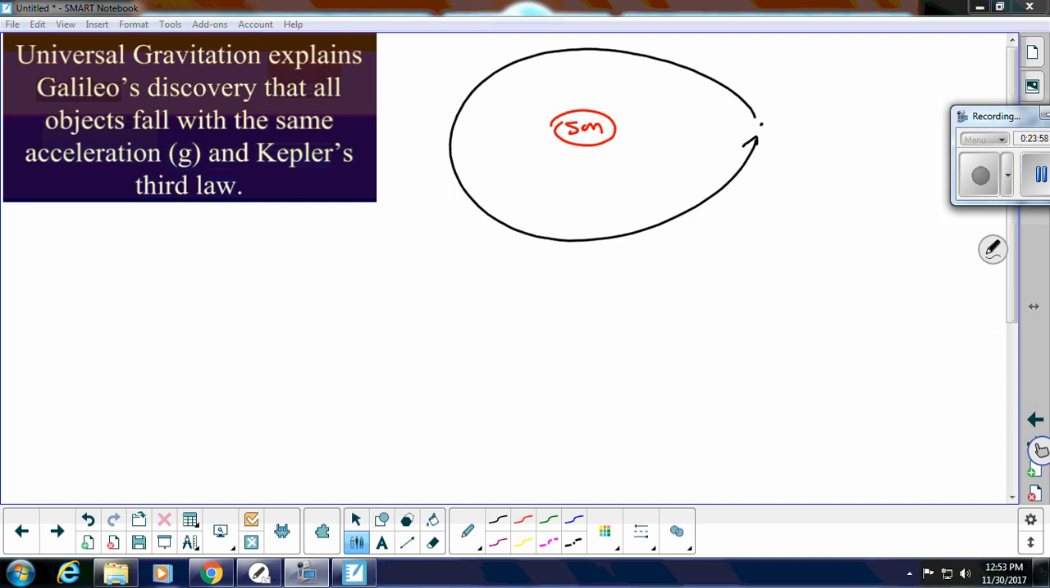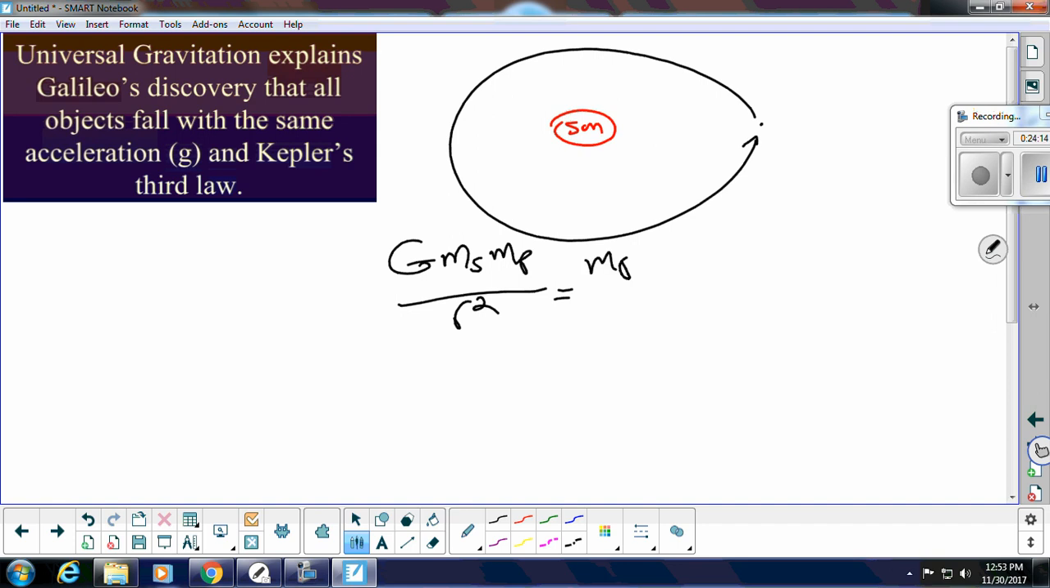So I can say that gravity, G times the mass of the sun times the mass of the planet over the radius of the planet's orbit squared, is the gravity between the sun and the planet, right? I can set that equal to centripetal force because that is what's exerting the centripetal force. So I can say the mass of the planet times 4 pi squared r over T squared. Does that make sense? Yes.